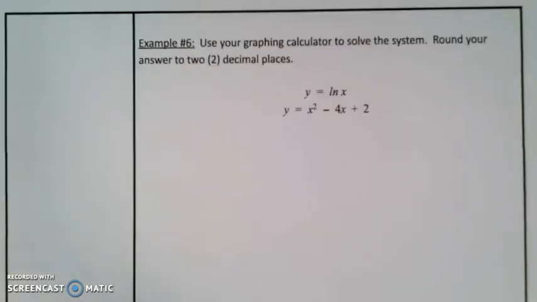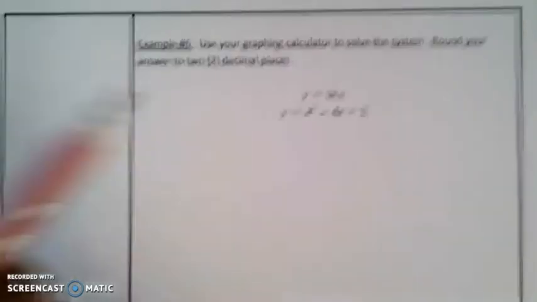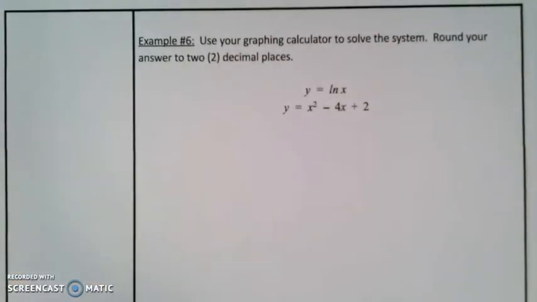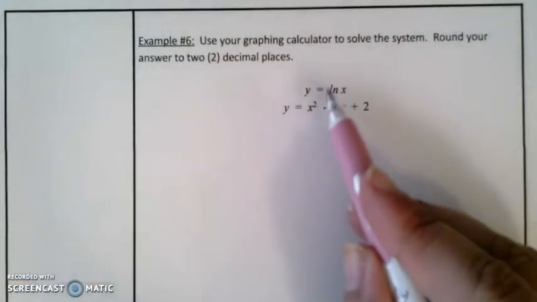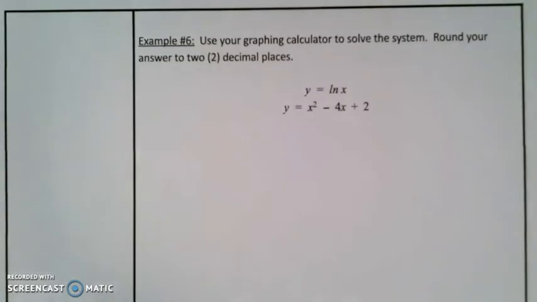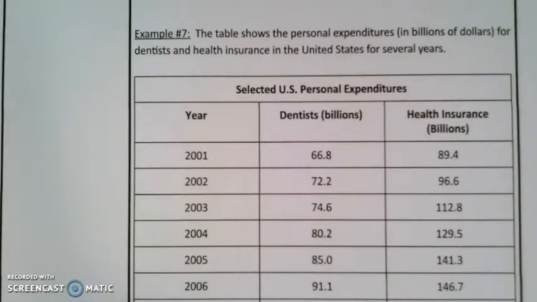All right, on the next page, example 6 is very similar. I'm going to leave that for you to do. Notice it doesn't say you have to do it algebraically. This time you can just use your graphing calculator, and natural log is a function available on your calculator. All right, for example 7, we're looking at a table that shows expenditures for dentist and health insurance in the United States.